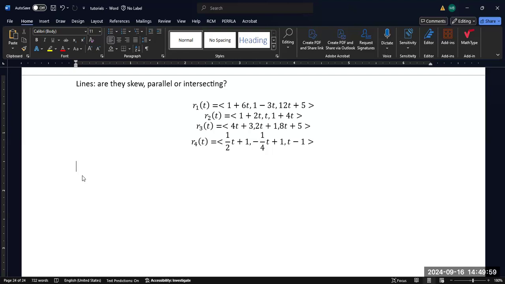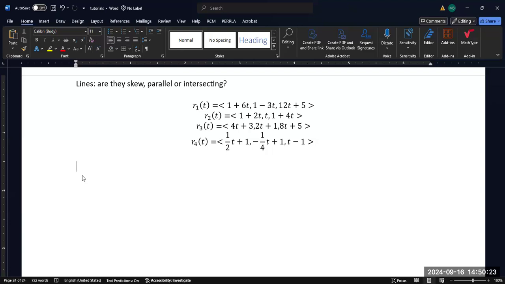Now, intersecting would mean they actually hit each other, they run into each other, they share at least one point. On the other hand, if they're skew, then they're pointing in different directions, but they're not intersecting with each other. So they're a distance apart. The closest point is not zero. They don't share any points at all.